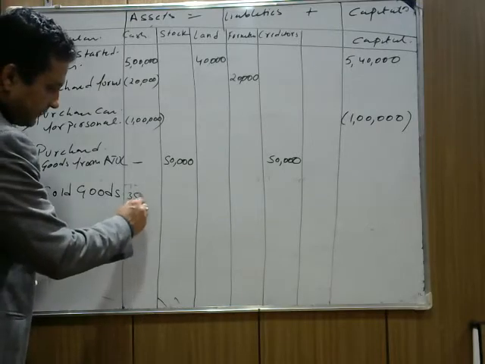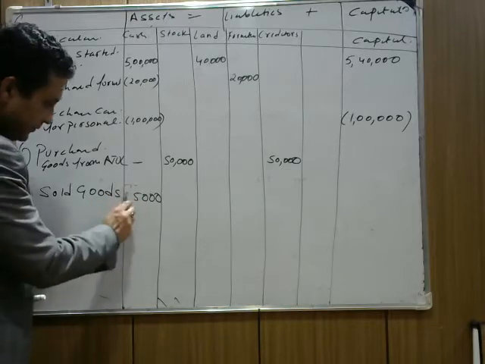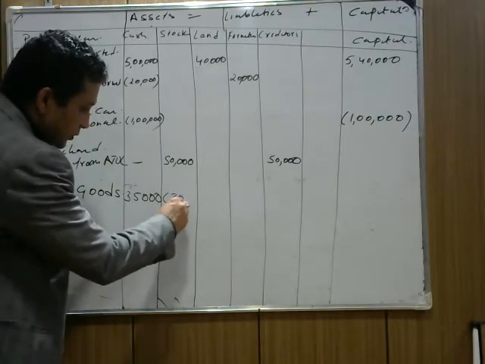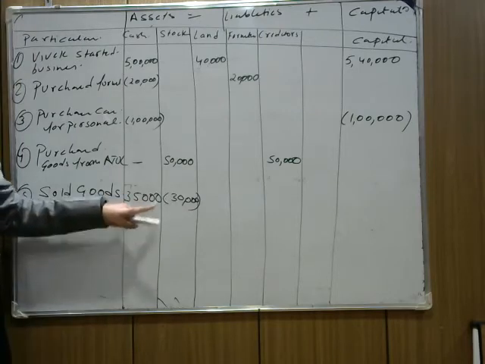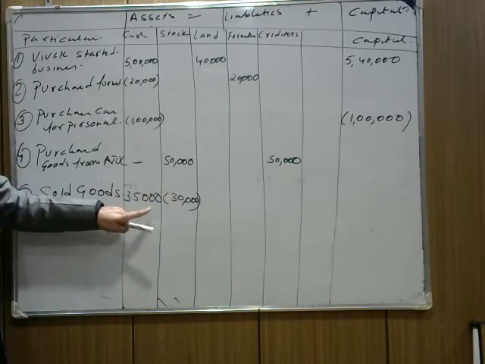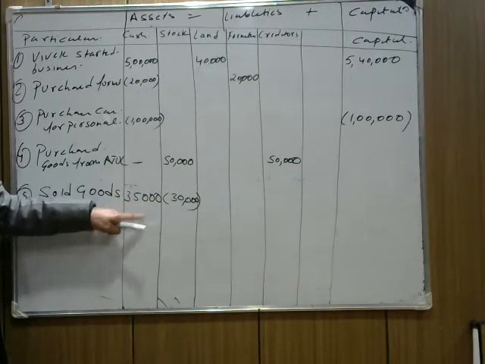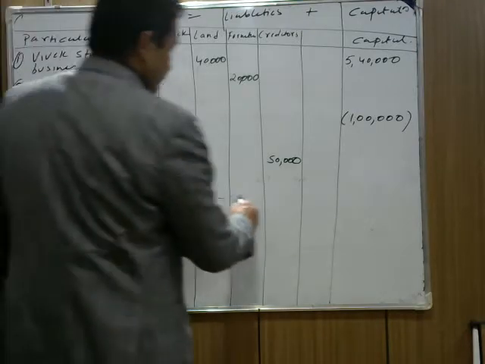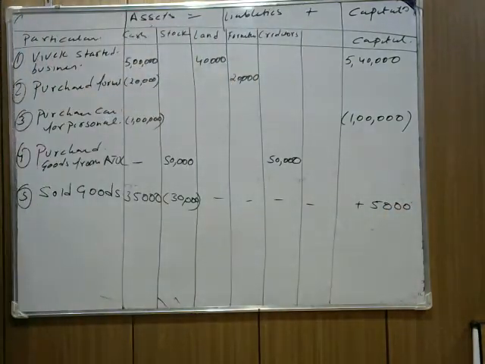The cash is coming, 35,000. The business is getting cash rupees 35,000. At the same time, goods costing 30,000 are going out. You did not sell 35,000 goods, you sold 30,000 goods for 35,000. So stock is decreased by 30,000, but cash is increased by 5,000. Now the profit of 5,000 is here. Tell me where the profit will come. Perfect, good. It's coming on the capital side. The 5,000 will increase in capital.